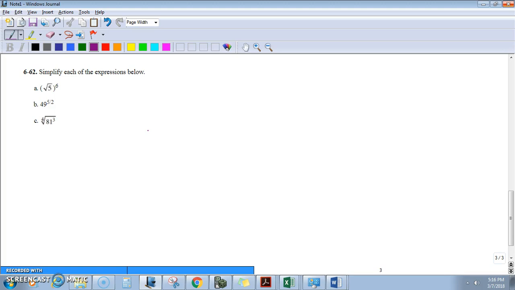All right, you guys, so let's simplify these. There will be several of these types of questions on the test, and I want you to remember that the square root of something, let's say the square root of x, is the same as x to the 1/2 power. So if we look at A, here we have the square root of 5 to the 6th power. What that really means then is we have 5 to the 1/2 power to the 6th power, and when we have the power to the power, we multiply the exponents.